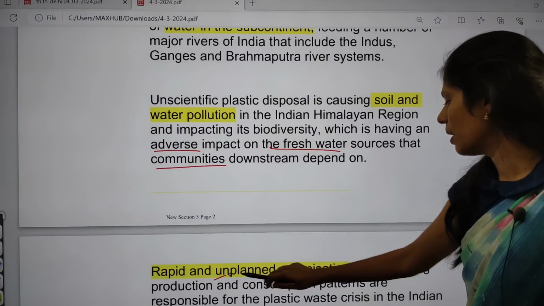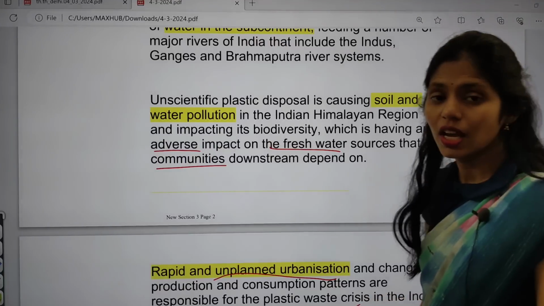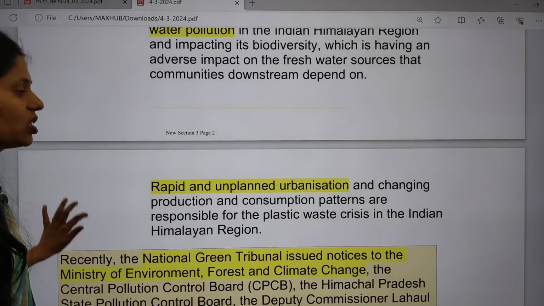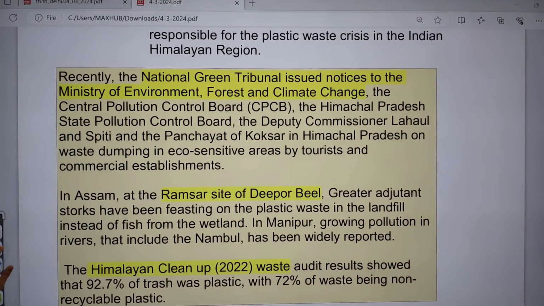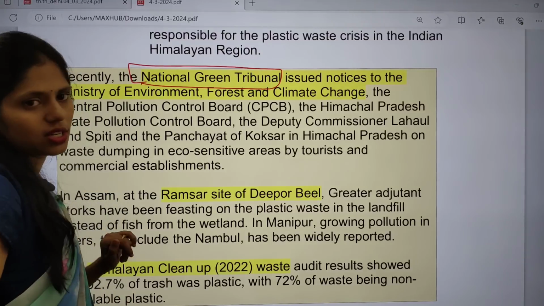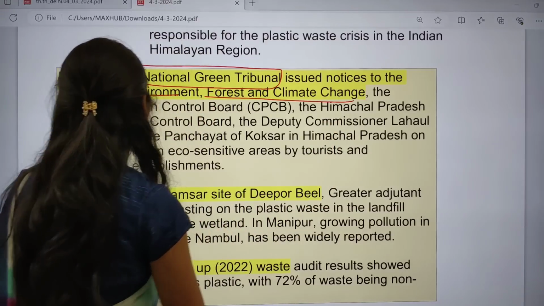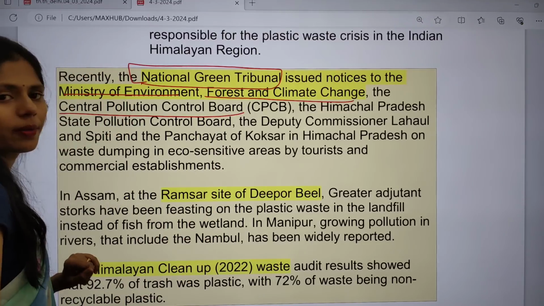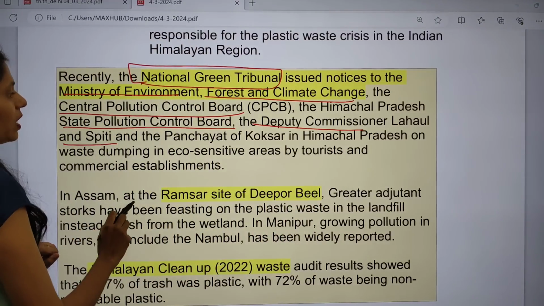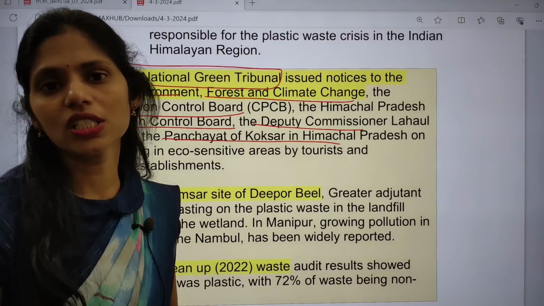Rapid and unplanned urbanization is also one important reason responsible for the plastic waste crisis in the Indian Himalayan region. And apart from that, recently the National Green Tribunal issued notices to the Ministry of Environment, Forest and Climate Change, the Central Pollution Control Board, the Himachal Pradesh State Pollution Control Board, the Deputy Commissioner of Lahaul and Spiti, and even the Panchayat of Koksar in Himachal Pradesh, because they have dumping sites in ecologically sensitive regions.